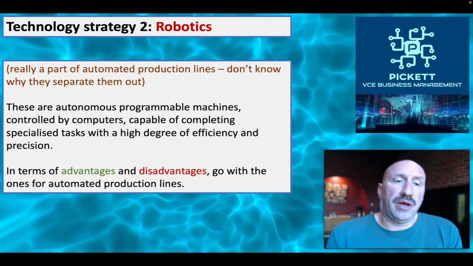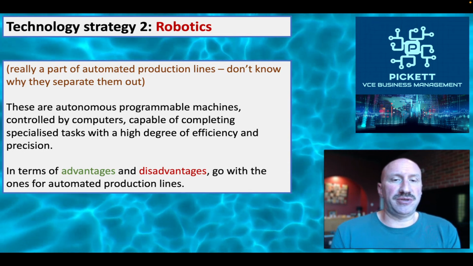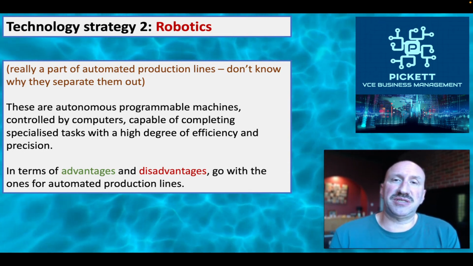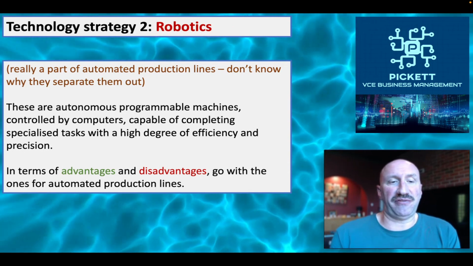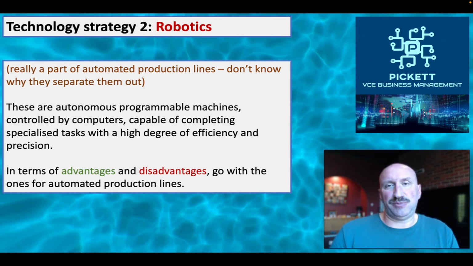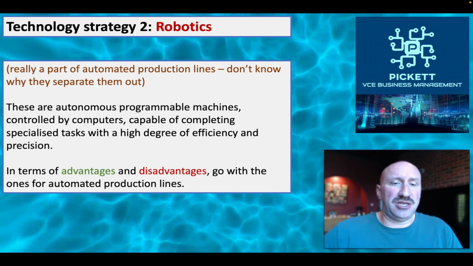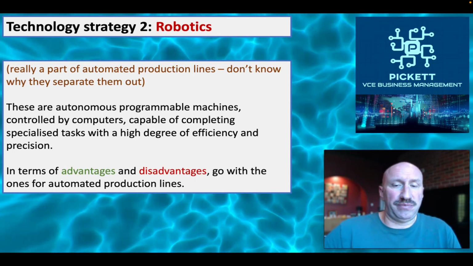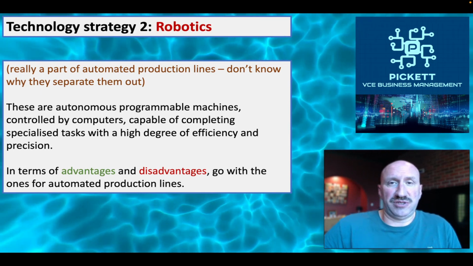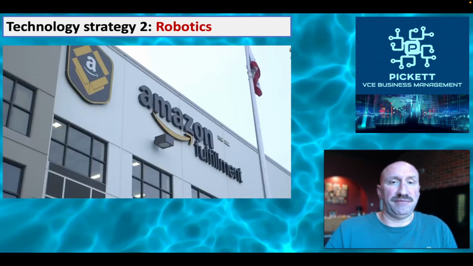Okay, so these are autonomous programmable machines controlled by computers capable of completing specialized tasks with a high degree of efficiency and precision. So there's a fairly specific definition of robotics for you. In terms of advantages and disadvantages, basically just go with the ones for automated production lines. They're the same things.